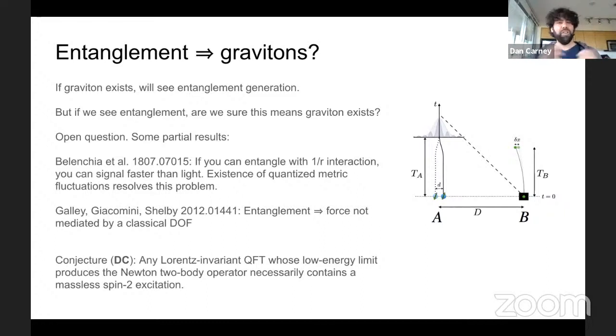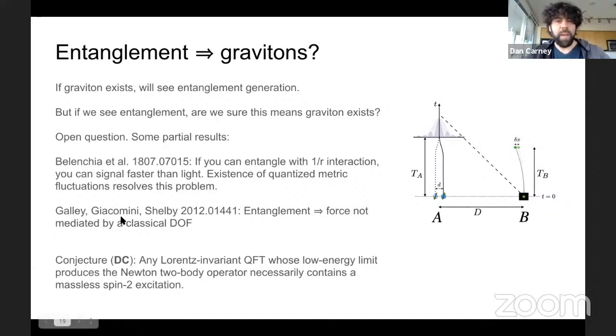Okay? So how do you resolve the problem? Well, you have to assume something beyond just entanglement through the Newton interaction. And they show in the paper that if you assume that there's quantized metric fluctuations, roughly speaking, little gravitons, you'll resolve all of these faster than light problems. And indeed, this is the way you typically think about resolving faster than light problems. You just put quantum fluctuations.